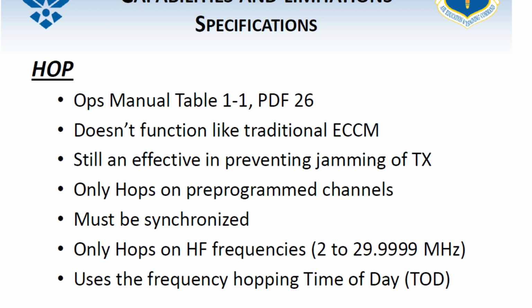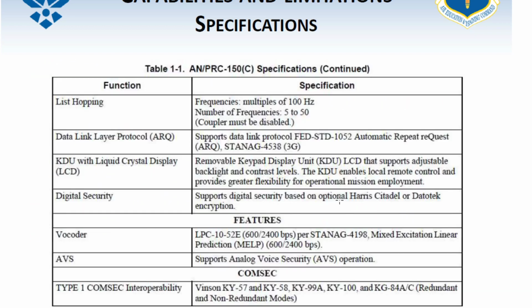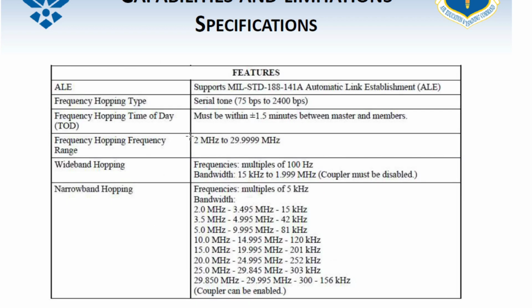So, it only hops on pre-programmed channels, so you would have to set this up. It must be synchronized. It only hops within the HF frequencies, which is 2 through 29.999 megahertz. You can find that portion also in table 1-1. So you're not going to be able to hop from 1.6 to 29.999. You're going to do it from 2 to 29.999. It's right there in table 1-1. He's lighting that up in Discord for you.